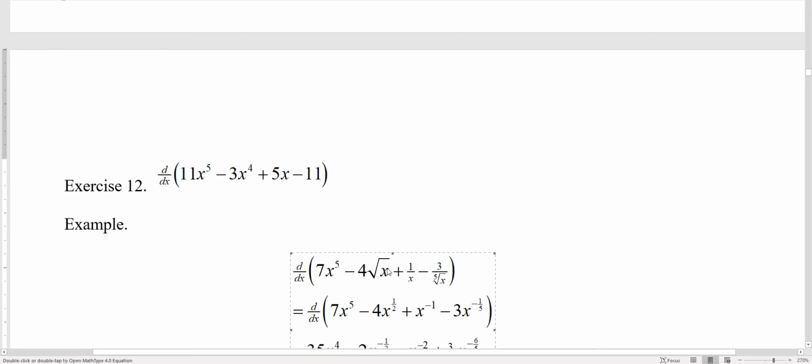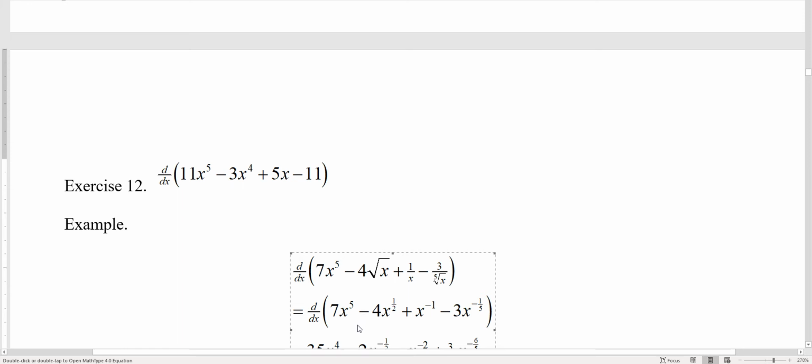So the square root of x can be rewritten as x to the 1/2 power. 1 over x can be rewritten as x to the negative 1. And negative 3 over the 5th root of x can be rewritten as negative 3x to the negative 1/5. So remember those properties of exponents. You may need to practice that a little bit.